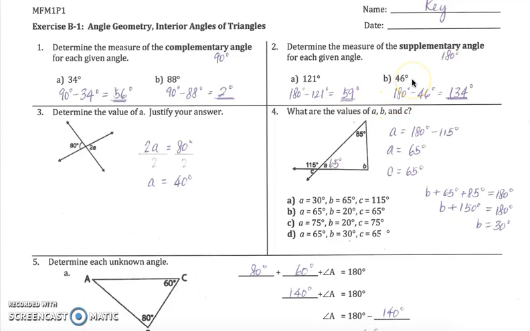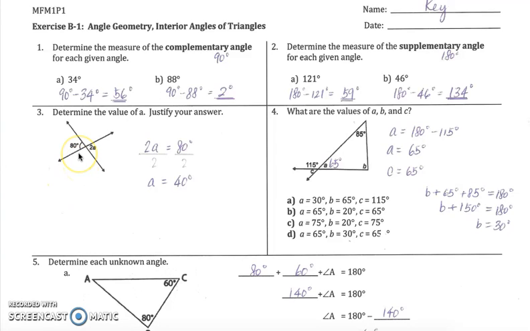For 46 degrees, a supplementary angle is 180 degrees minus 46 degrees, which is 134 degrees. Determine the value of A. Justify your answer.